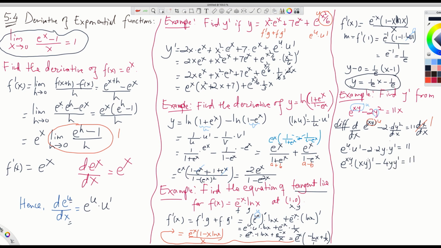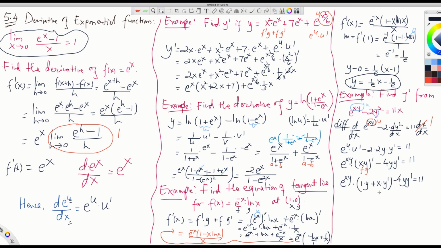Now this is a product of x and y. They are both variables, right? So you need to use f and g there. So f times g, right? See that? That is f times g. What is the derivative of f times g? It is f prime times g plus f times g prime. So let me write down that e to the xy times f prime is 1 times g is y, plus f times g prime, minus 4y y prime equals 11.